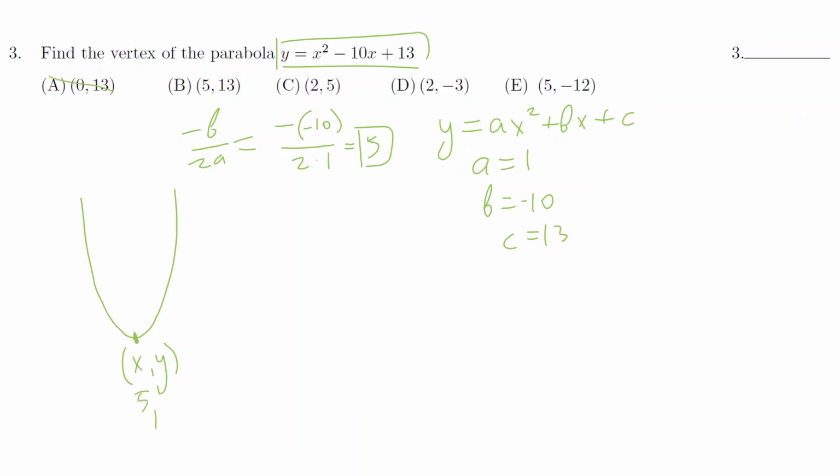But we know that A is not going to work, C is not going to work, D is not going to work. So it's either B or E, because these are the ones that have 5 for x. So now I just have to plug in x equals 5 into the original function. So y of 5, I'm just plugging 5 for x, equals 5 squared minus 10 times 5 plus 13. 25 minus 50 plus 13. If you do the math, it's negative 12, answer E.